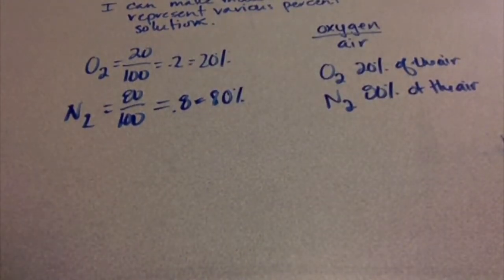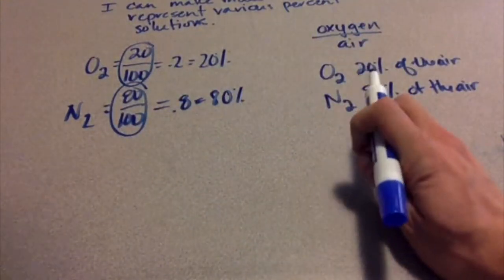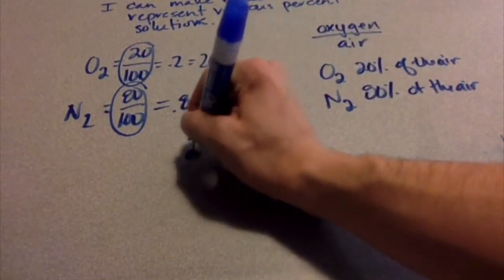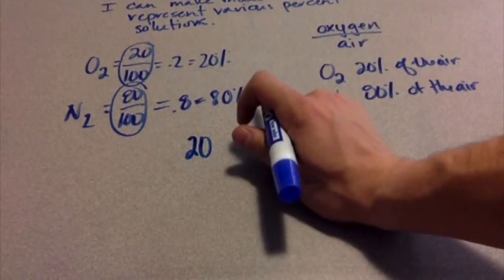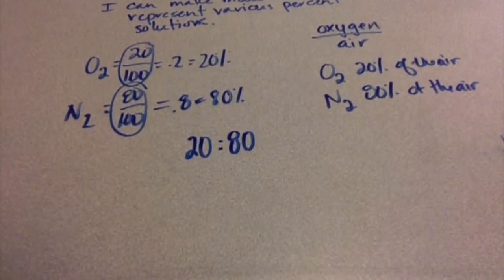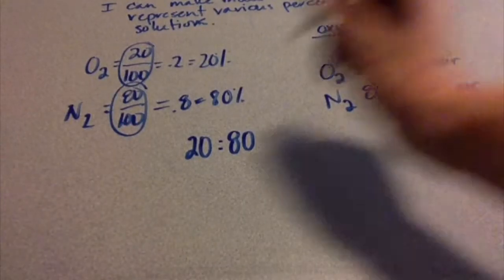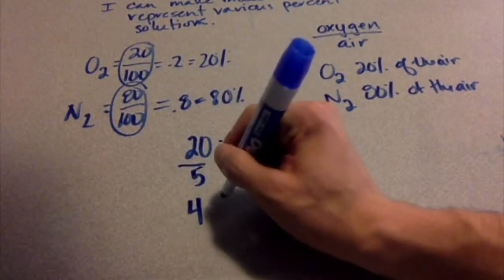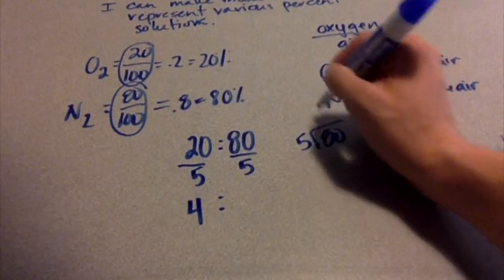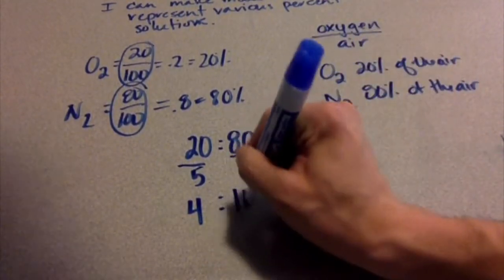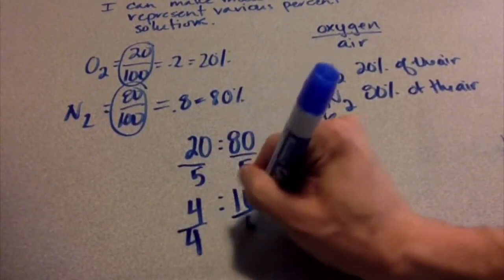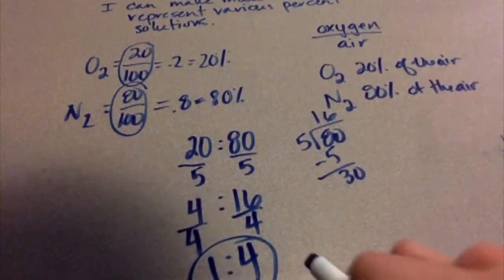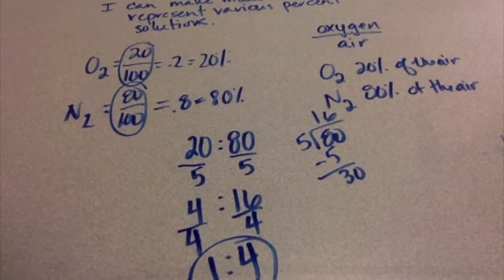Just like that. Okay, so we can look at this two ways. These are the fractions of the whole, but we could also look at it in terms of a ratio. So if you look, for every 20 molecules of oxygen, there are 80 molecules of nitrogen. If we find some common factors in those, notice we can divide both of these by 5. Then we end up getting 4 and 16, just like that. Well, look, I can still divide this more. And we end up getting a final ratio of 1 to 4. So that means for every 1 oxygen molecule, there will be 4 nitrogen molecules.